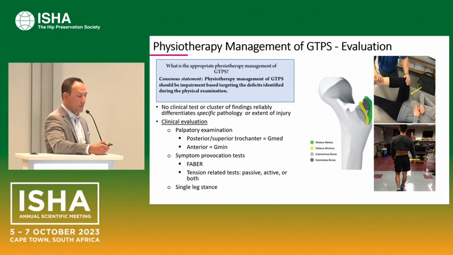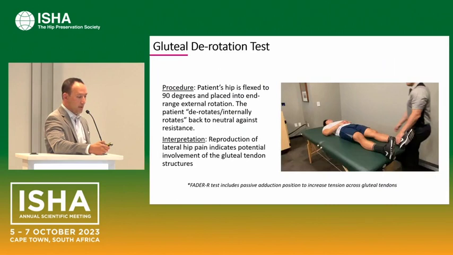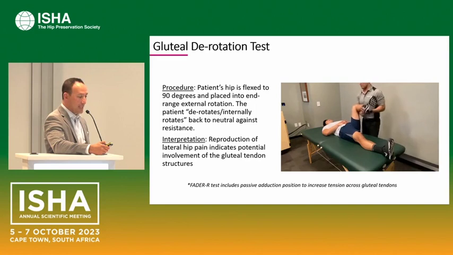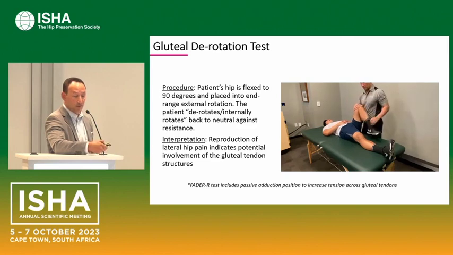Okay. Probably one of the more commonly described tests, the gluteal derotation test, where the individual is passively flexed to 90 degrees, the hip is placed into end range external rotation, the patient derotates back to neutral while against resistance, and you're looking for reproduction of lateral hip pain or their primary symptom.